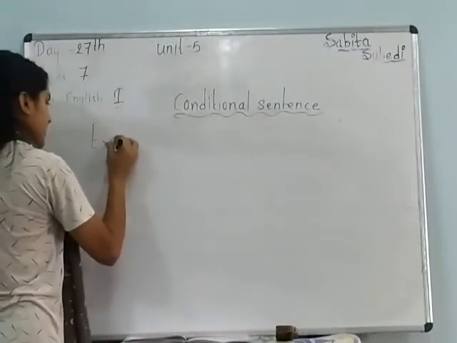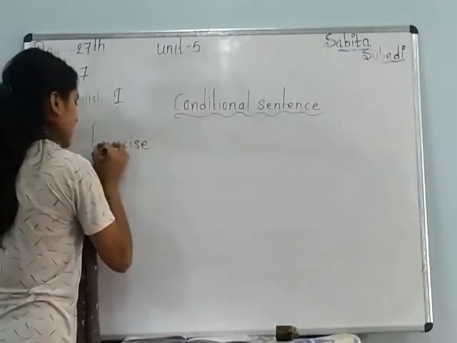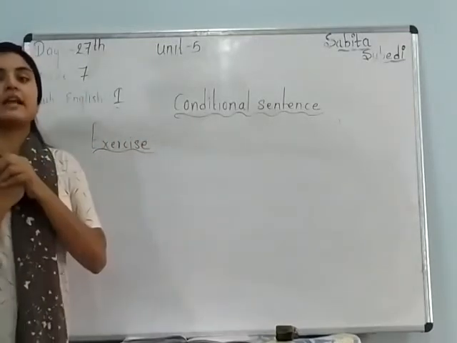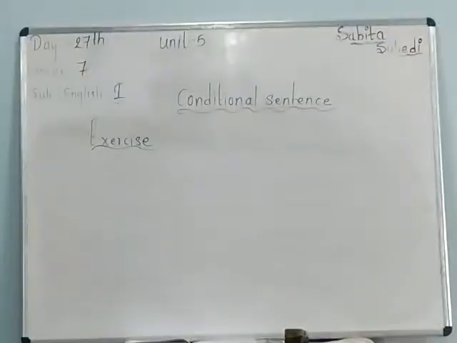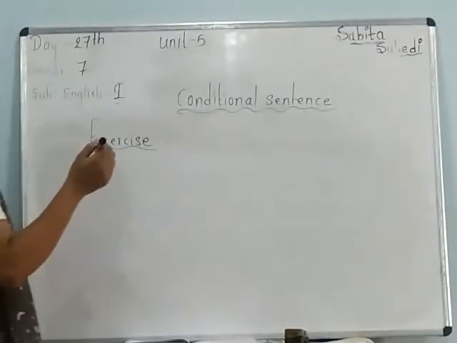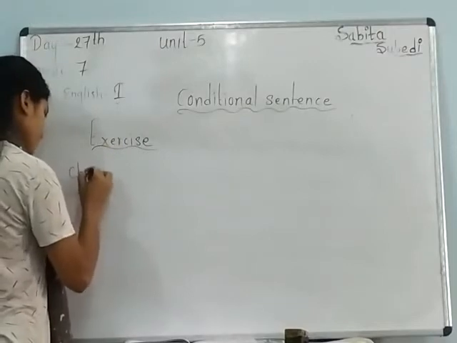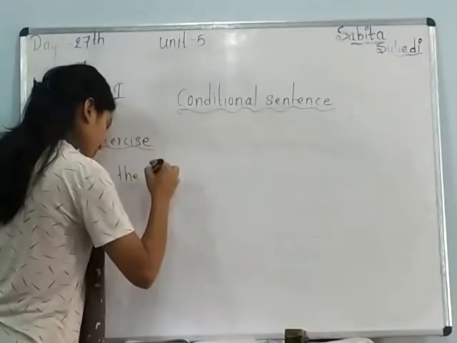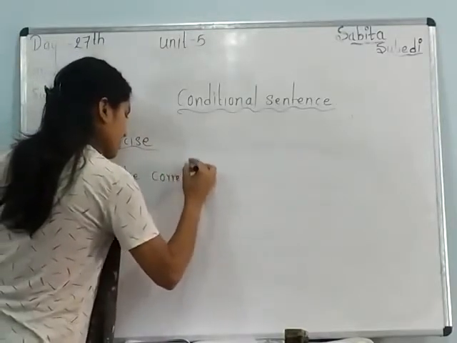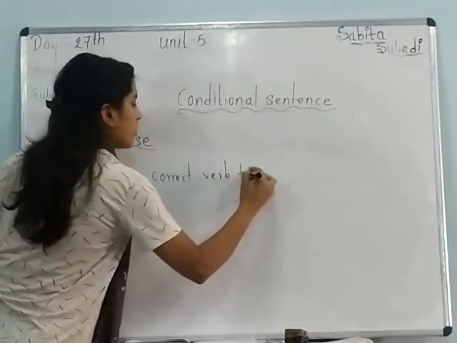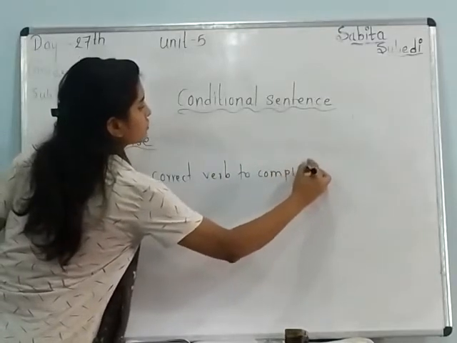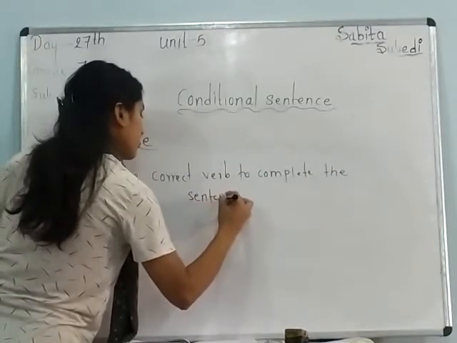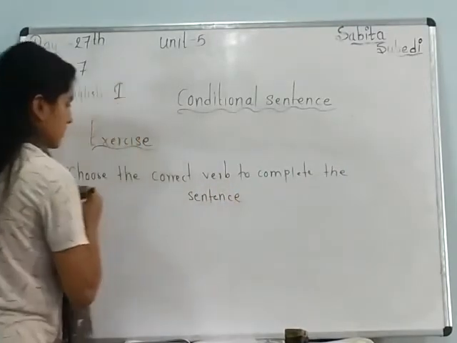So now let's come to the exercise of conditional sentences. Our conditional definition and the definition of conditional types have been finished. Now exercise number 1: choose the correct verb to complete the sentence. For example, see here.